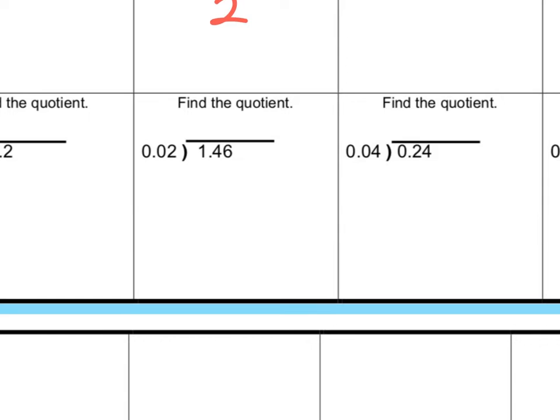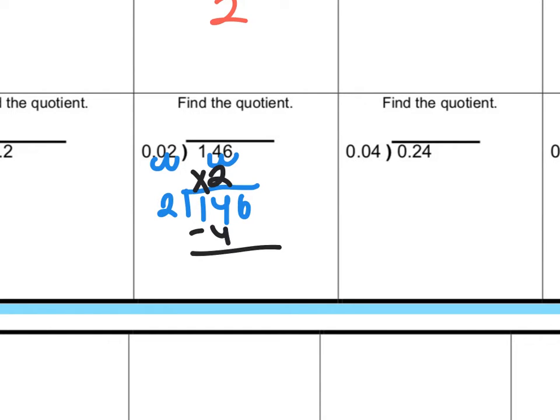For the next one, it says find the quotient. We need to make the 2 on the outside into a whole number, 1, 2. And then because we did that, we have to do the same thing on the inside, 1, 2. So it looks like this now. 146 is being divided by 2. We know that 2 cannot go into 1. 2 can go into 4 twice. That will give us 0. And then 2 can go into 6 perfectly 3 times. So our answer is going to be 23.